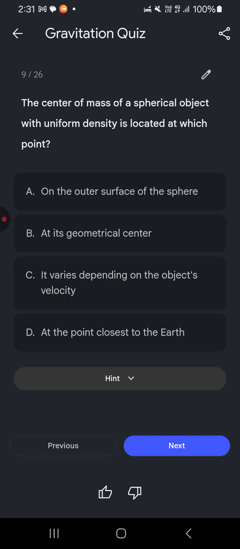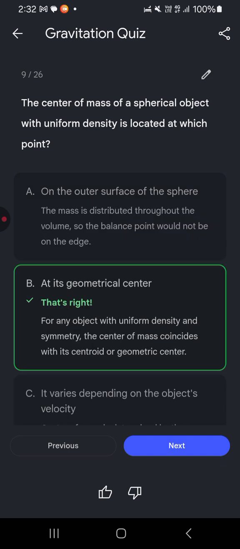The center of mass of a spherical object with uniform density is located at which point? The correct answer will be at its geometrical center. For any object with uniform density and symmetry, the center of mass coincides with its centroid or geometric center.